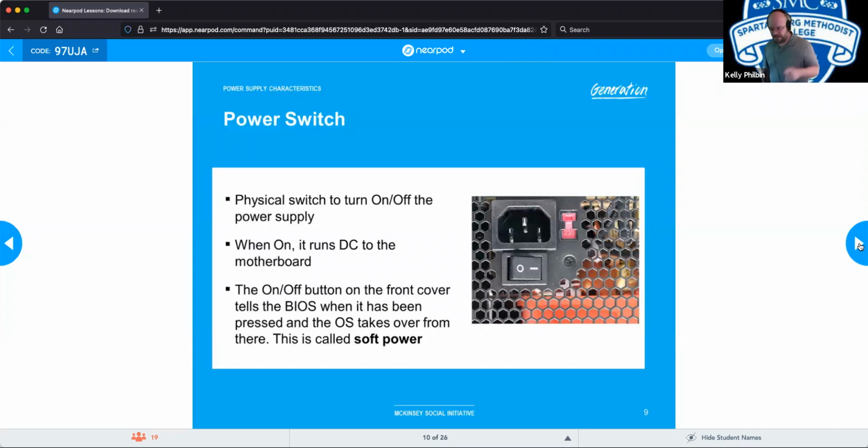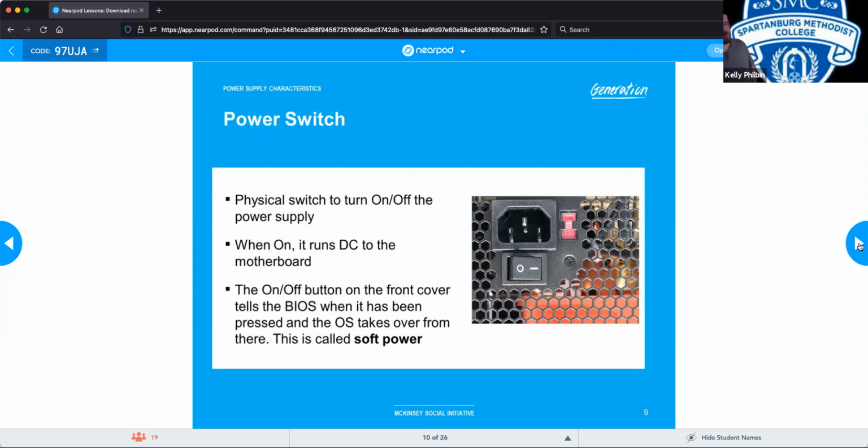Then we talked about last week, soft power, which is that button in the front. You push the button up there and it allows you to do multiple things. If you press it real quick, it goes into hibernate. You press and hold, it'll kill it. You press it real quick, it'll turn it on. This is called soft power.